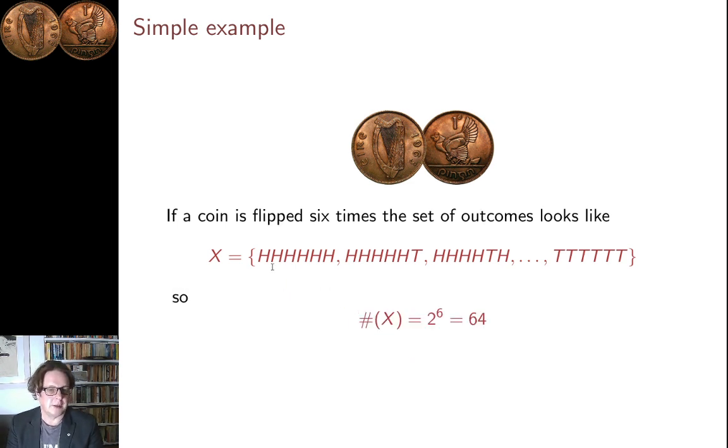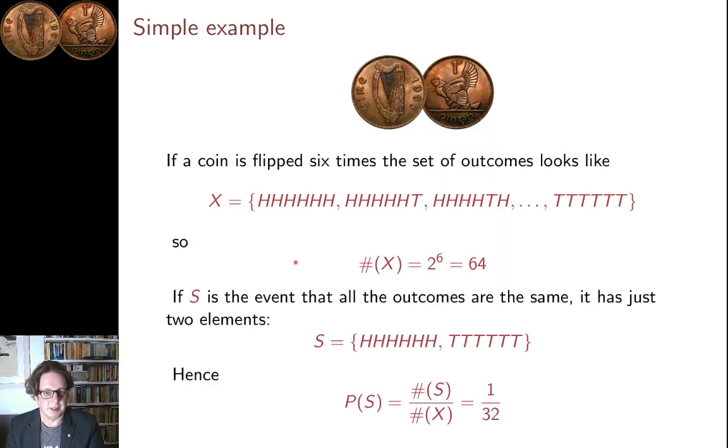In other words, we have 2 possibilities for the first element, the first letter in this 6-letter sequence, 2 possibilities for the second, 2 possibilities for the third. There's 6 altogether, and so there's 2 to the power of 6 sequences. There are 2 to the power of 6 elements in X. In other words, the cardinality of X, the number of elements in X, is 64.